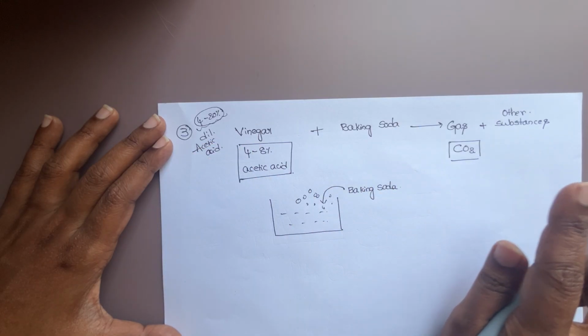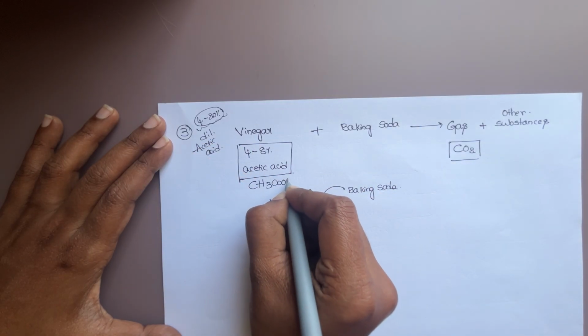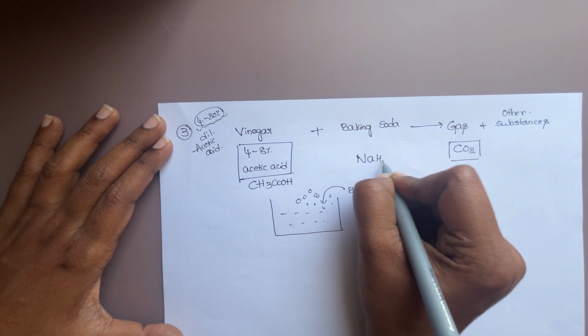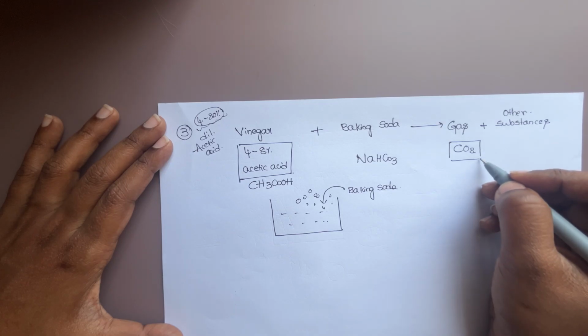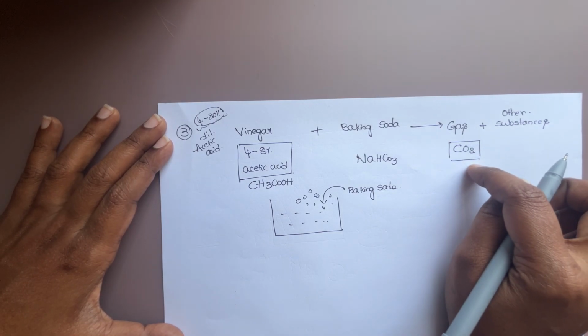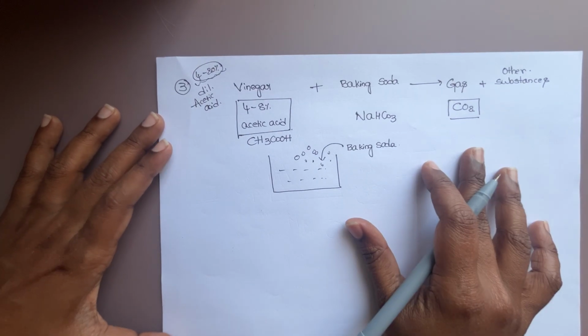Very, very important. What is the acetic acid formula? CH3COOH. What is baking soda? NaHCO3. So then what happened? CO2 is produced. A new substance is formed. That's why we call this a chemical change. So in this chemical change, very, very important.